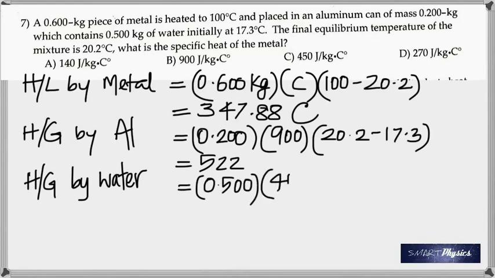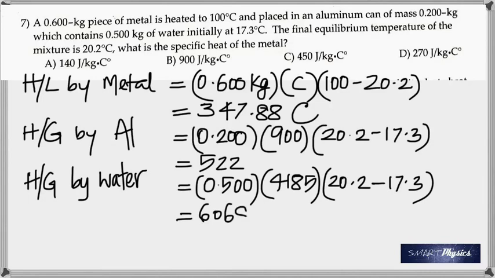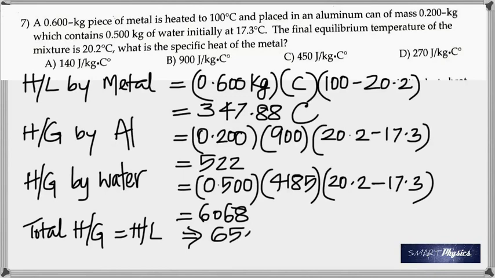Okay, so you get the same change in temperature for water, and you get that. So now the total heat gained is equal to the heat lost. All right, total heat gained is 6590. That's when you add these two numbers and put it equal to that.